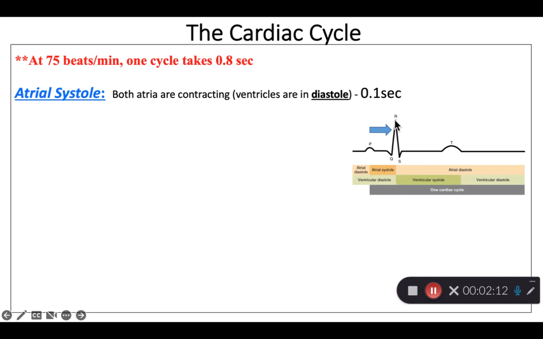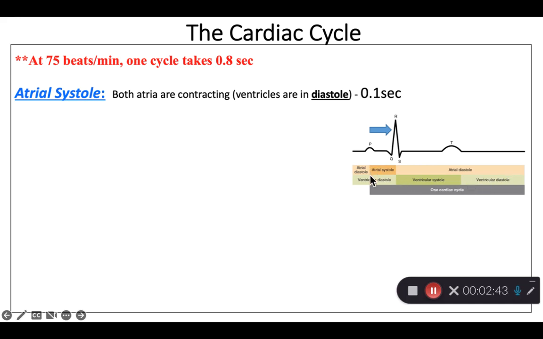The QRS is going to be ventricular depolarization. So that's going to start the ventricular systole, right? And at the same time, the atria relax. So notice we have the atria contract, then they relax. The ventricles have been relaxed up until the QRS, and then they contract. And then at the T, the ventricles relax.